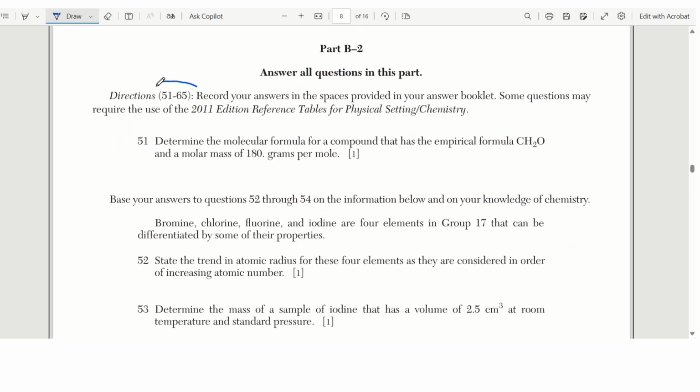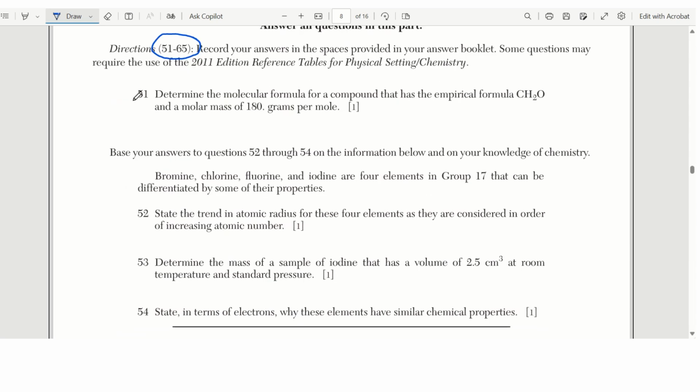On to B2. These are the easier short answer questions, and it's from 51 to 65. So 51 is a standalone question. All right. Determine the molecular formula for a compound that has the empirical formula CH2O and has a molar mass of 180 grams per mole. So first, what I want you to understand: if this is the empirical formula, that could be the molecular formula, but the molecular formula could also be something that's a multiple of it.